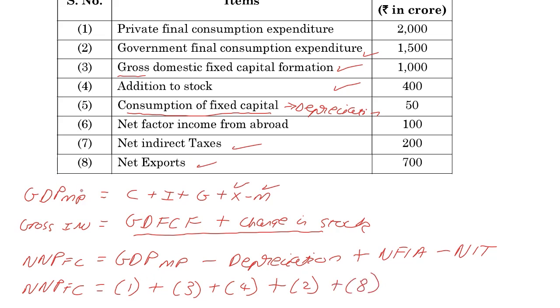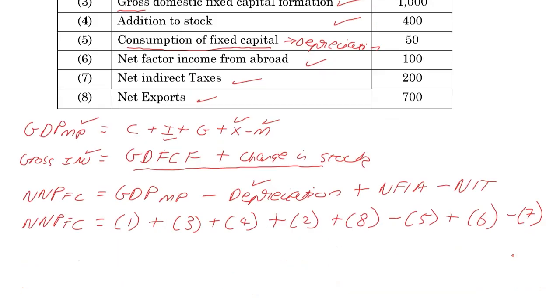Doing only this much gives us GDP MP, already including gross investment calculation by factoring in number 3 and number 4. Now, what else do we need to do? We need to subtract depreciation, which is consumption of fixed capital. So it'll be minus 5 plus NFIA, so plus 6, and minus NIT, so minus 7. Logically, we're putting down the numbers and now we can substitute.